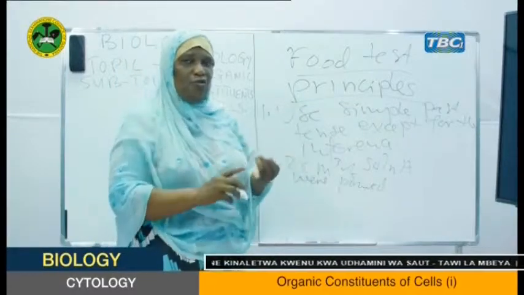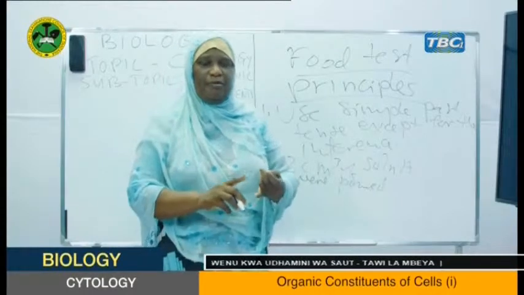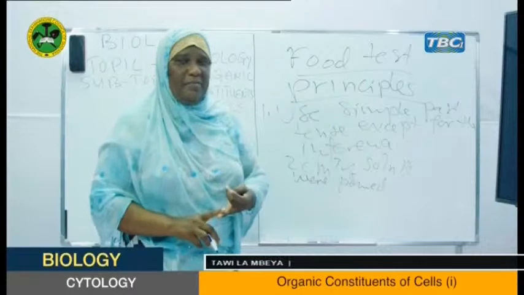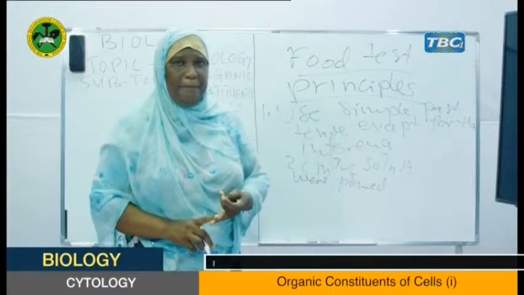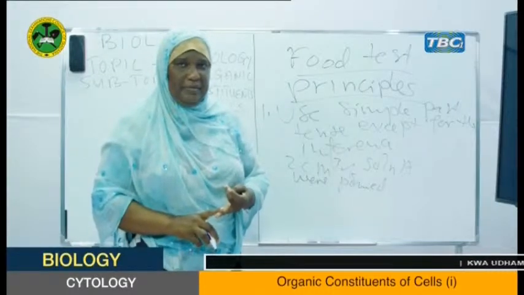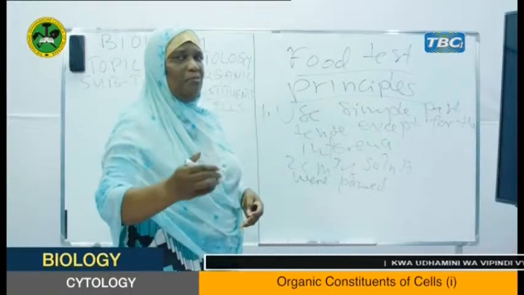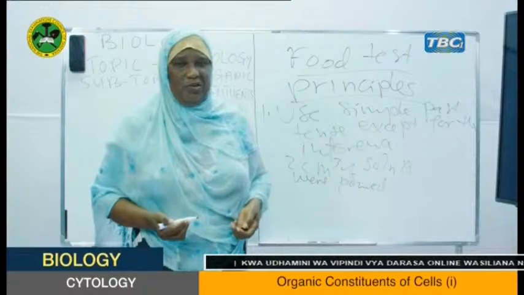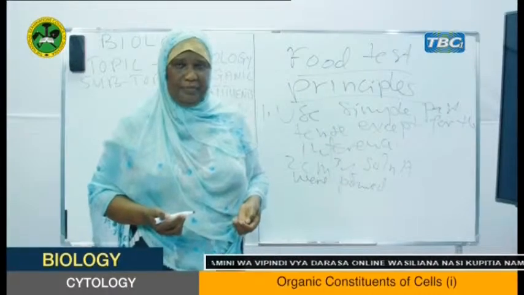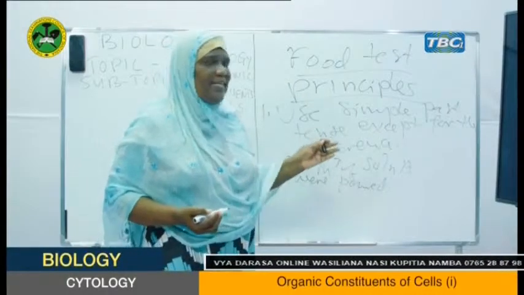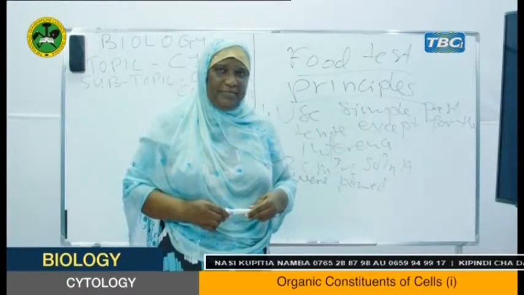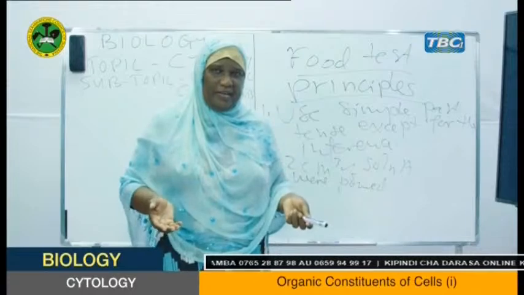column number 2, column 4, procedure, column 4, observation, has been written in past tense. But the last column of inference, simple present tense, is used. Why? Why should the last column be in simple present tense? Think about it.